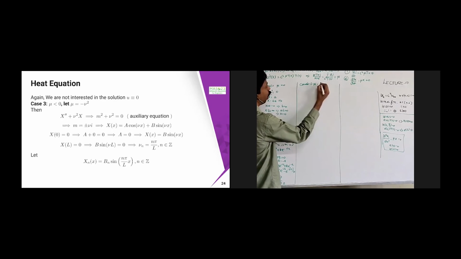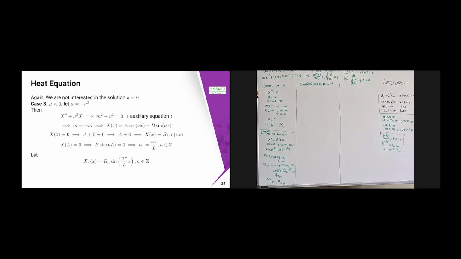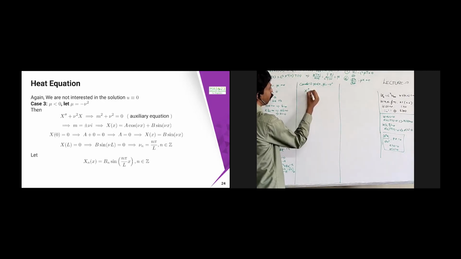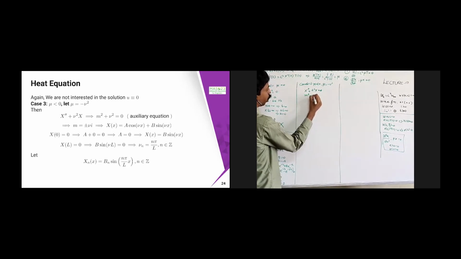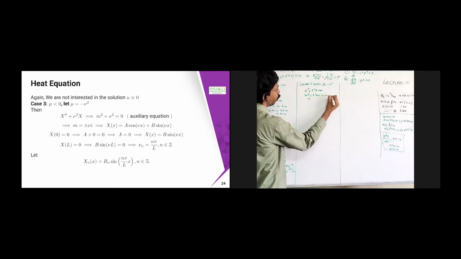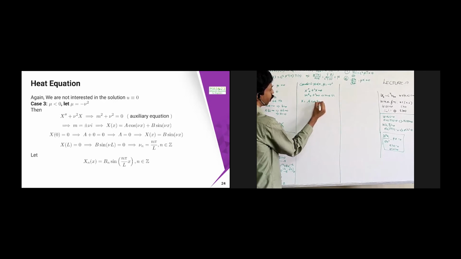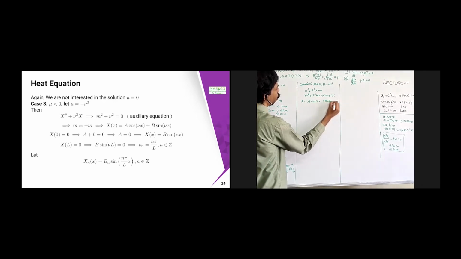Nu less than 0. Nu less than 0 means I can write it as nu equal to minus nu square, where nu can be any real number. In that case, I can write this problem as x double dash plus nu square x equal to 0. Once again, I can find the auxiliary equation, which is m square plus nu square equal to 0. Therefore m equal to plus or minus nu i. So I can substitute it here, and x is going to become a cos nu x plus b sin nu x.